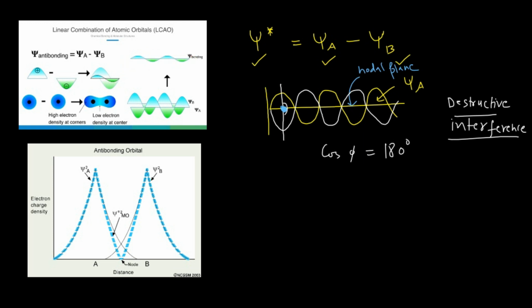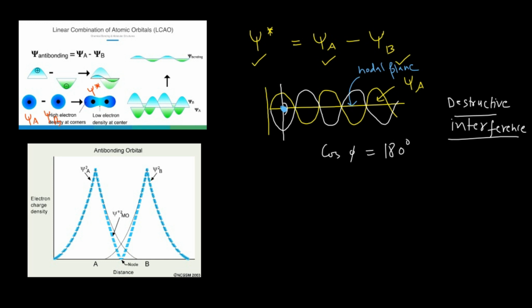Amplitude decreases. That means earlier I had more volume for the electrons, but after combining in the destructive interference way, I now have less volume for the electrons. That means the bond is not very strong, and it is of high energy, and it will give instability to the molecule. I have shown this here. You see, this is the psi A. If you want, I can write here: this is my psi A, this is my psi B, and this one is my psi star.